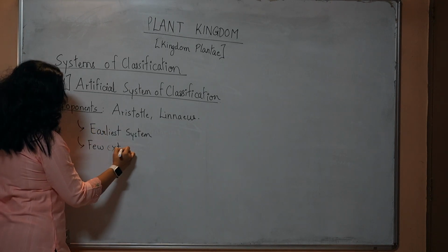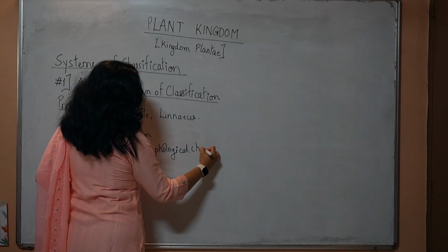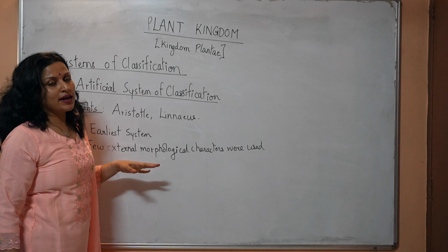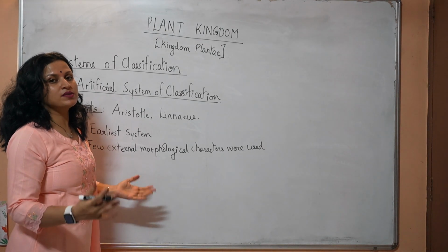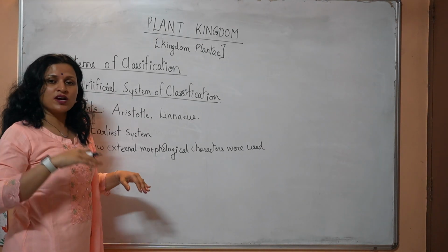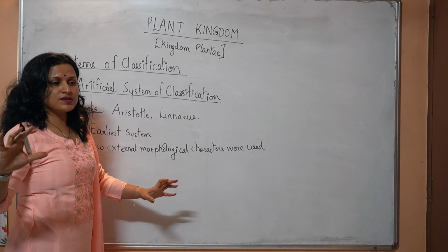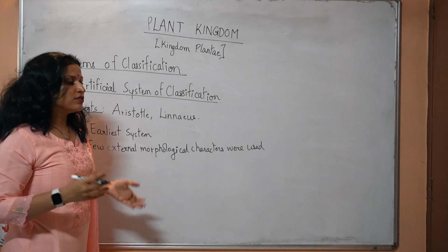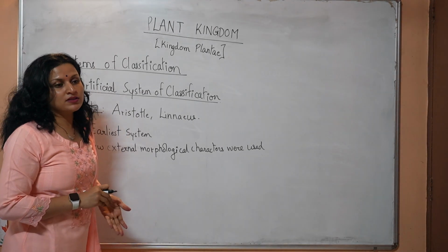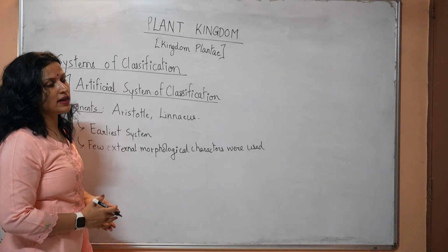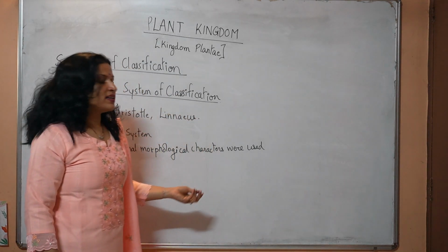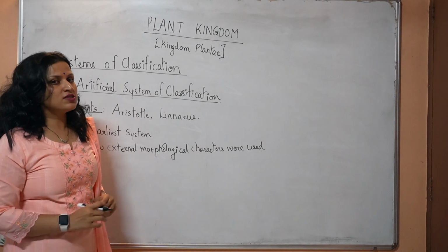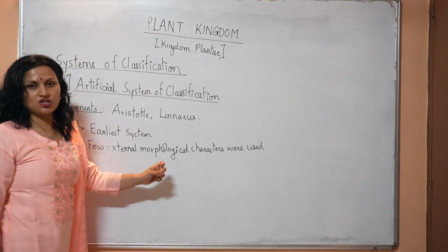Few external morphological characters were used. For example, you know how Aristotle had divided the plants, on the basis of height, herbs, shrubs and trees. Do you think that was a correct thing to do? Okay, maybe at that time you could not look into the insides of the plant tissues, there were no microscopes available at that time. We did not have the technology to analyze the chemicals, etc. So only the external morphological features were considered for classification purposes.